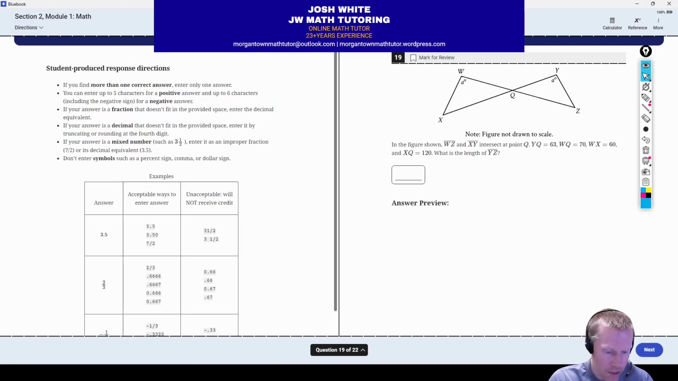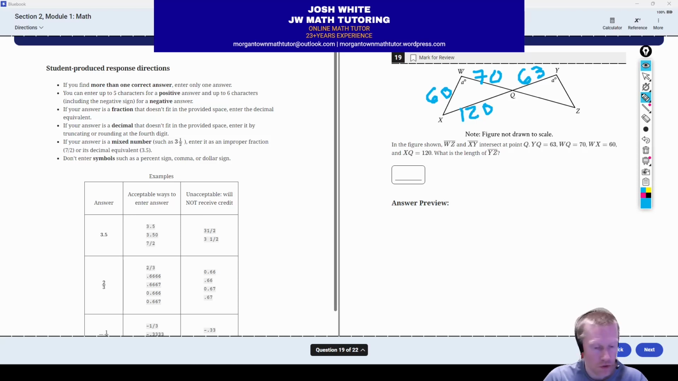All right, for number 19, here we have 2 triangles, and they give us some information. Let's see, we know that YQ is 63, so this side right here, 63. WQ right here is 70. WX over here is 60, and XQ is 120. Okay, what is the length of YZ?